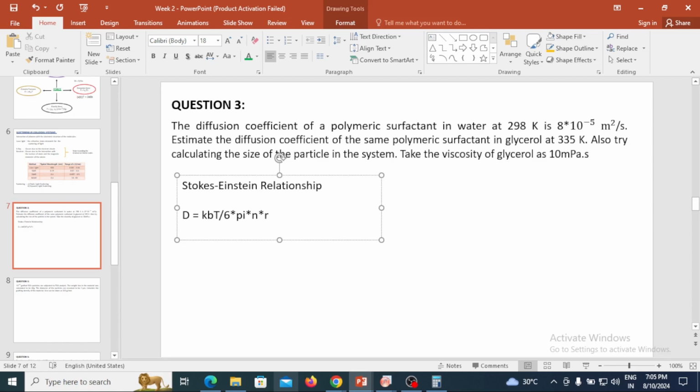So there are two ways to solve. One way is substituting all the values, calculating the value of R, and then taking that value of R and going for the glycerol equation. You can write D2 and substitute this value of R there. You have temperature, eta, and then you can calculate the diffusion coefficient of that surfactant in glycerol.